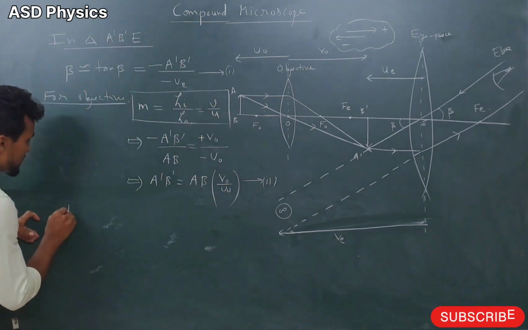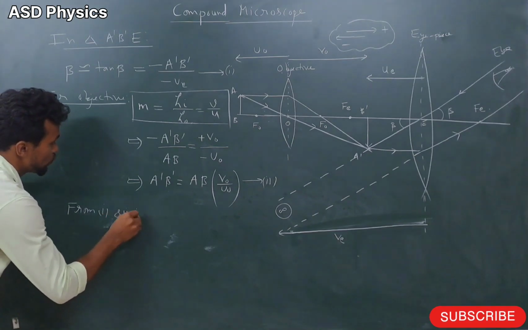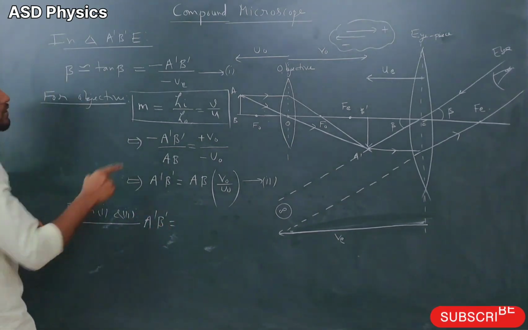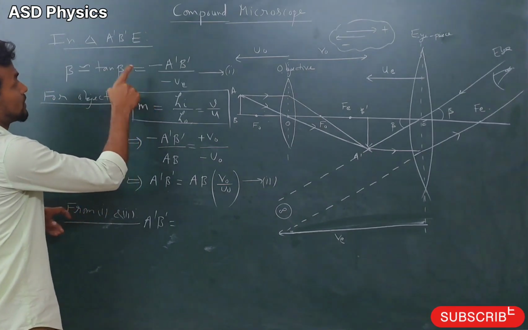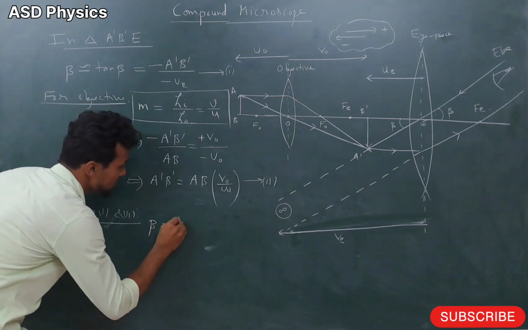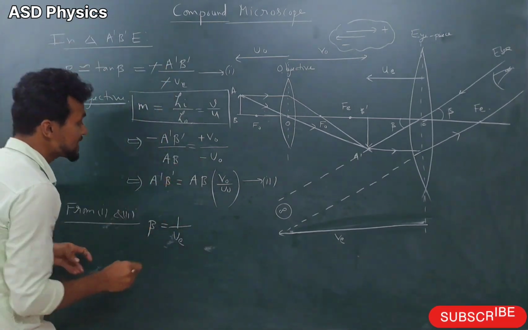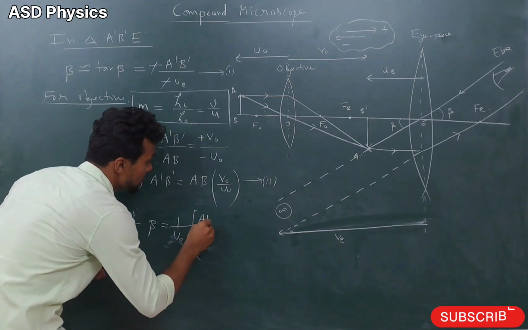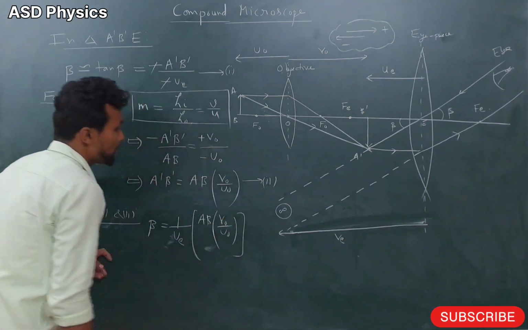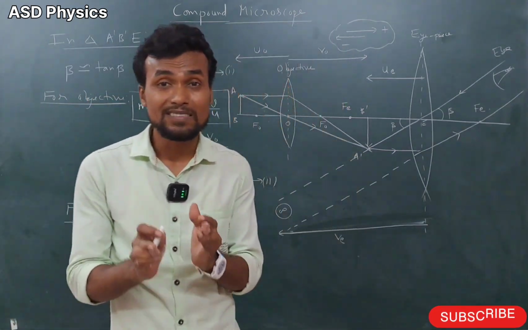So my dear students, from 1 and 2, what we have got here? We have got this A dash B dash value. Now my dear students, this beta value, how much is it here? We can write here 1 by UE, because minus will cancel out, and A dash B dash, let's put here AB into V naught by U naught. My dear students, this is the visual angle formed by the final image.